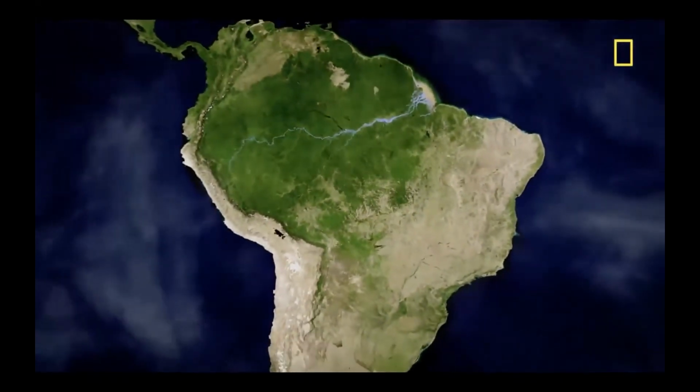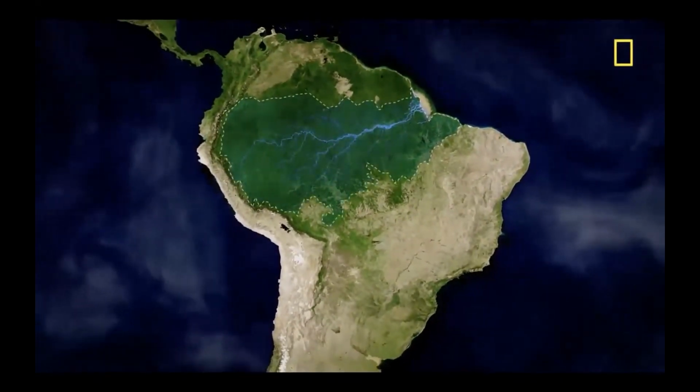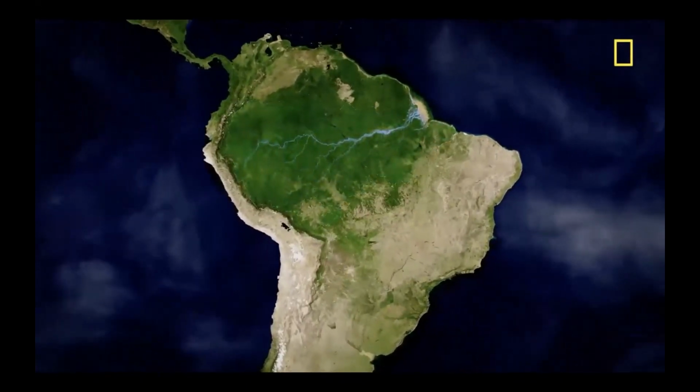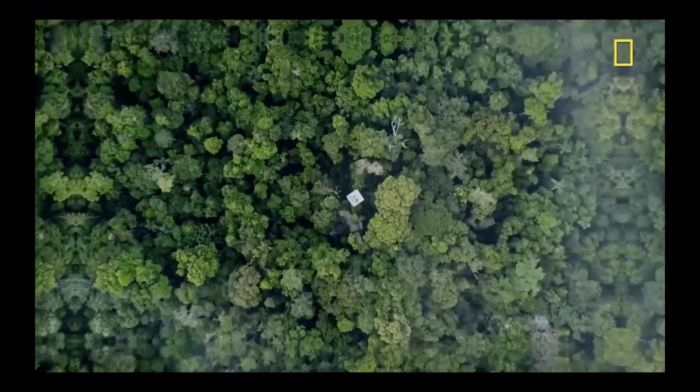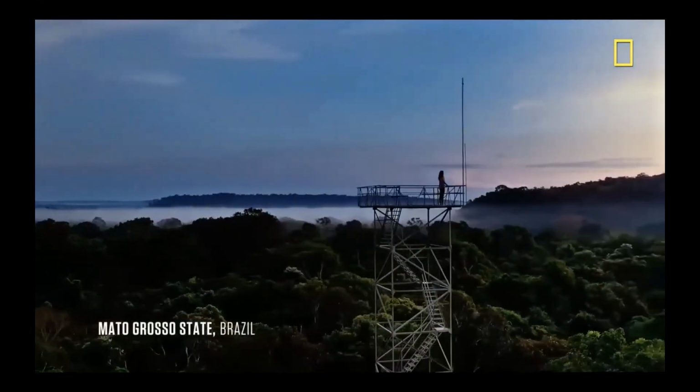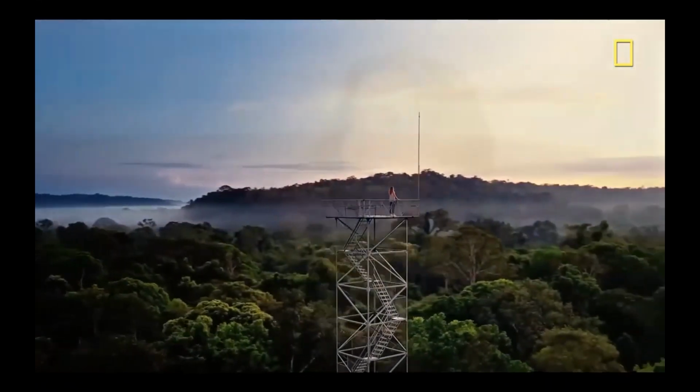The Amazon rainforest is about the same size as the continental United States. One fifth of the world's fresh water runs through it. And it is home to more species of animals and plants than anywhere on Earth. The Amazon represents more than half of the remaining rainforests on the planet. This forest is so vast, but it is not indestructible.